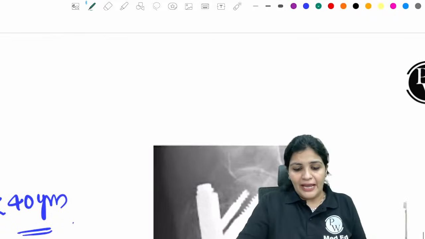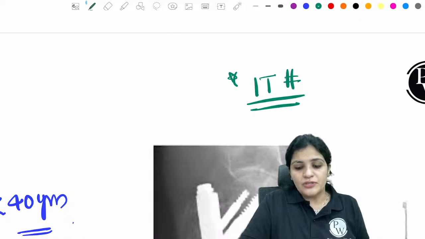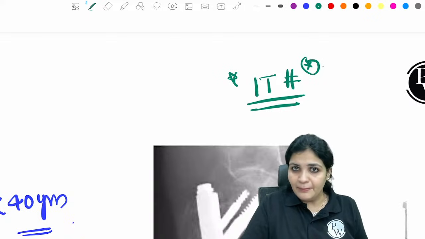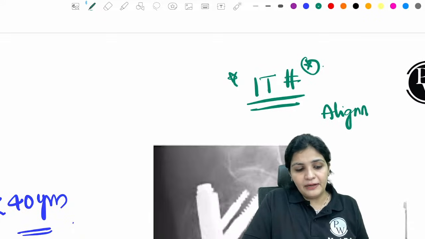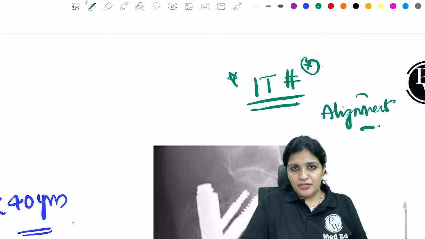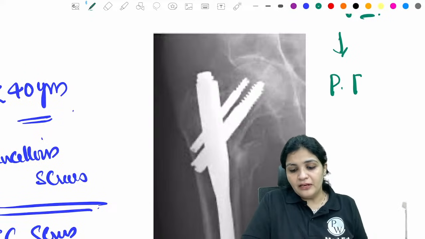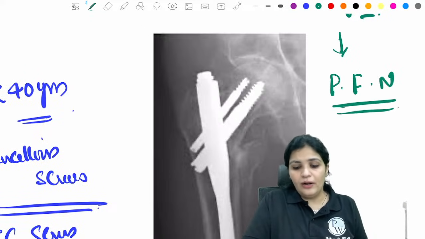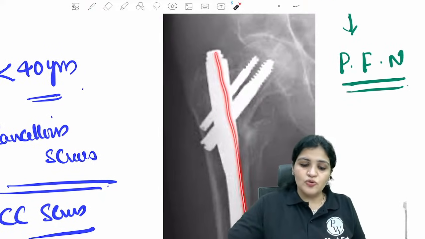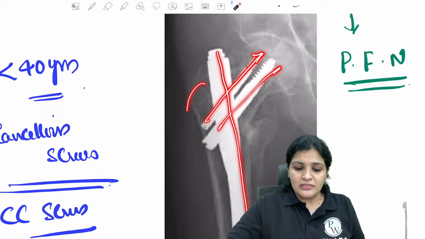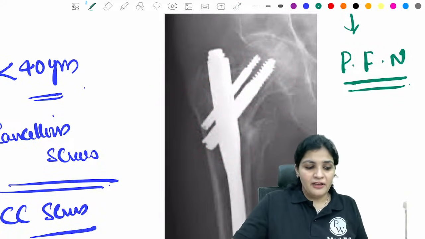Now coming to your IT fracture. I have told you it is extracapsular, so there is no problem with the blood supply. Blood supply is very good. The problem is the alignment. You have to properly align the IT fracture. This alignment is obtained by the proximal femoral nail. This is called nailing, where you put the nail into the medulla and then two screws into the head. So this part is taken care of. This is called the proximal femoral nail.